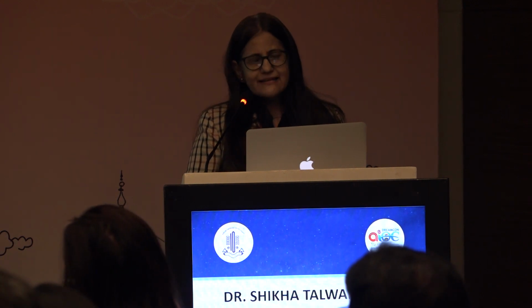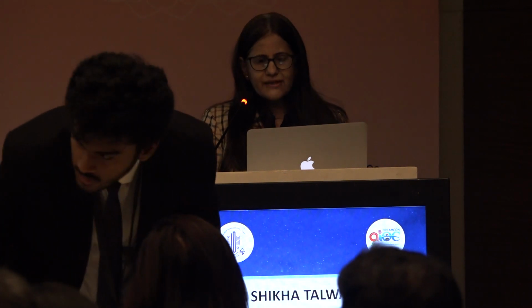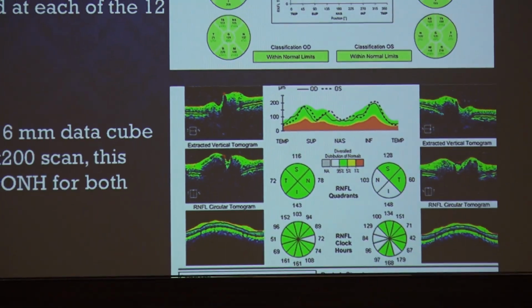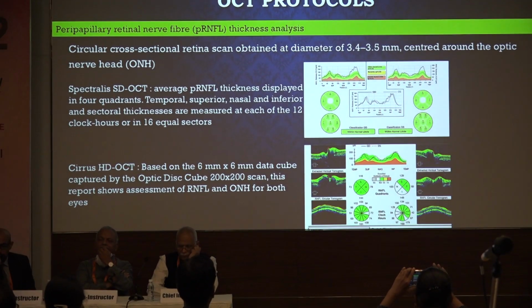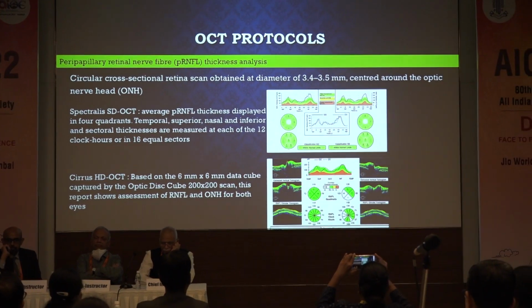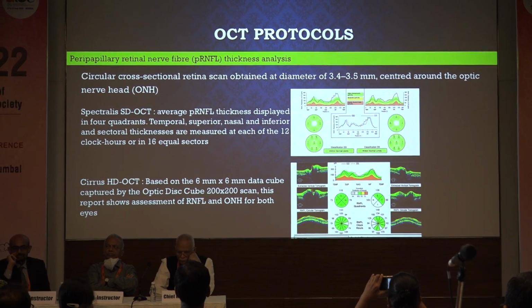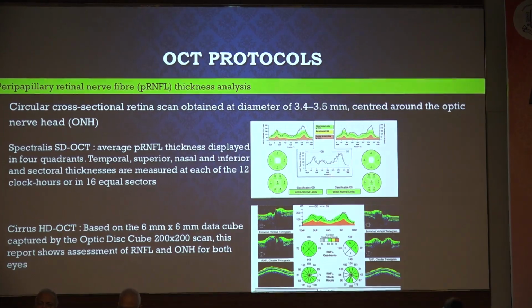In Spectralis, we get the average RNFL thickness in 4 quadrants like this. And in Cirrus, again, 4 quadrant averages are given. Along with that, 12 clock hour averages are given. In Cirrus machine, these calculations are done based on a 6 millimeter by 6 millimeter data cube, which is captured by using the optic disc cube 200 by 200 scan, and this is the output.